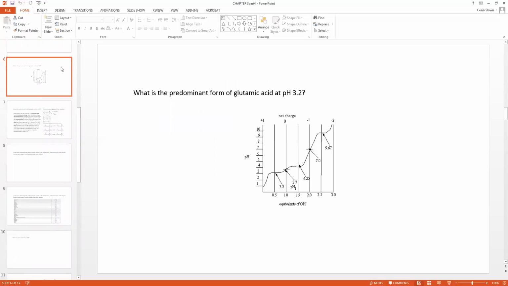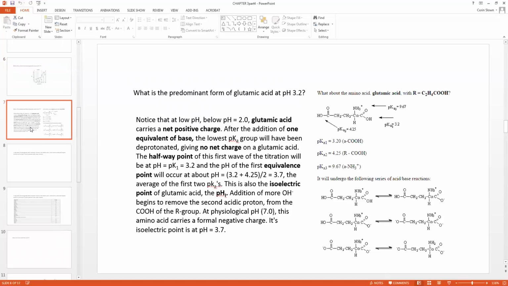What's the predominant form of glutamic acid at pH 3.2? So if we take a look at our titration curve, at the top you can see our net charge, so +1, 0, -1, -2. You can also see the change in pH. And at the bottom we can see our equivalence of OH. The predominant form of glutamic acid at pH 3.2, that structure is shown here.